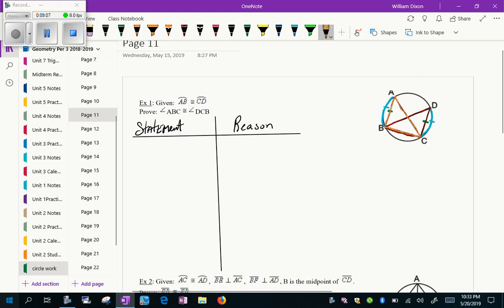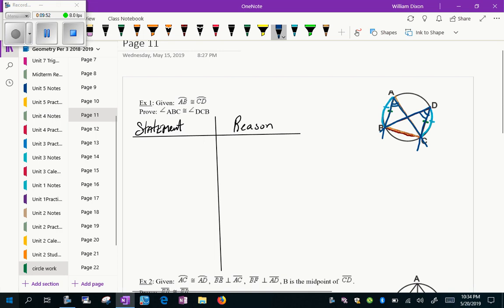So we're looking at triangle ABC and triangle DCB. All right, that's important. Now, continuing with that, we can see that angle A is inscribed, and this inscribed angle cuts arc BC, and then angle D cuts the same arc. So we know that angle A is congruent to angle D.